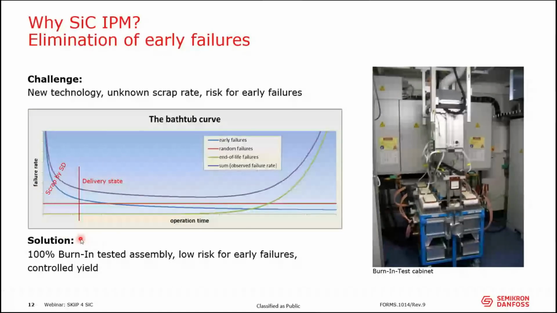With our 100% burn-in test, where we test the modules almost at the maximal possible junction temperature, we can find the defects in the chips and in the module itself at the earliest stage, so that this scrap will stay in our production and will not be delivered to our customers. Considering the costs of silicon carbide chips, it's quite a high amount of money that can be saved. And the yield is under control.